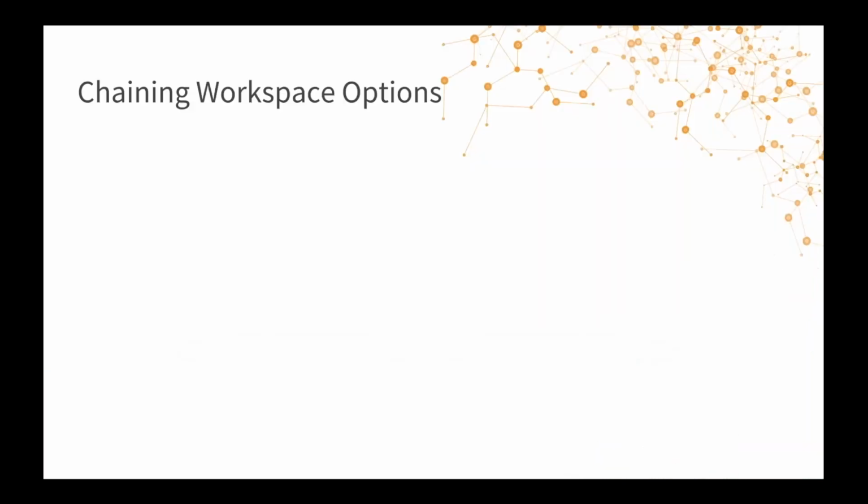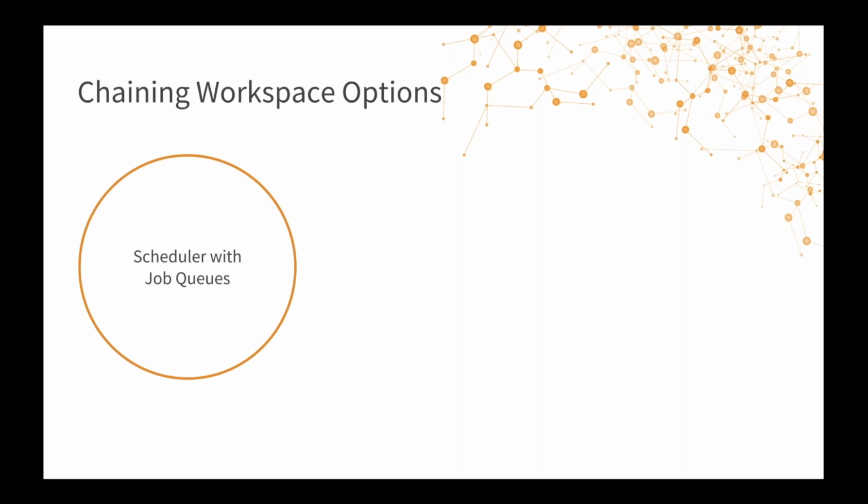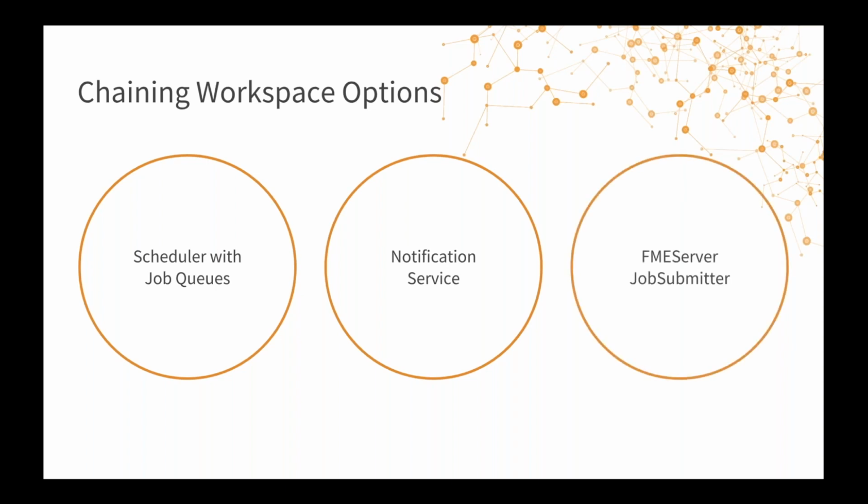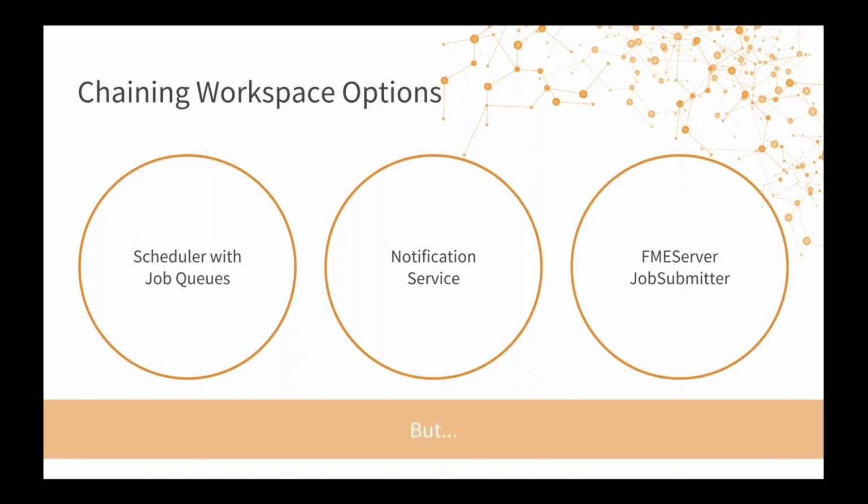So yeah, I think Holly was looking at some more chaining workspaces. Yeah, so I just wanted to follow up from Jen's last demonstration because at the moment on FME Server, we do have a couple of different ways to chain workspaces together. You can use a scheduler, and if there's worries about time, then you can assign that to job queues. We also had the notification service previously, and then we also have the transformer, the FME Server job submitter.